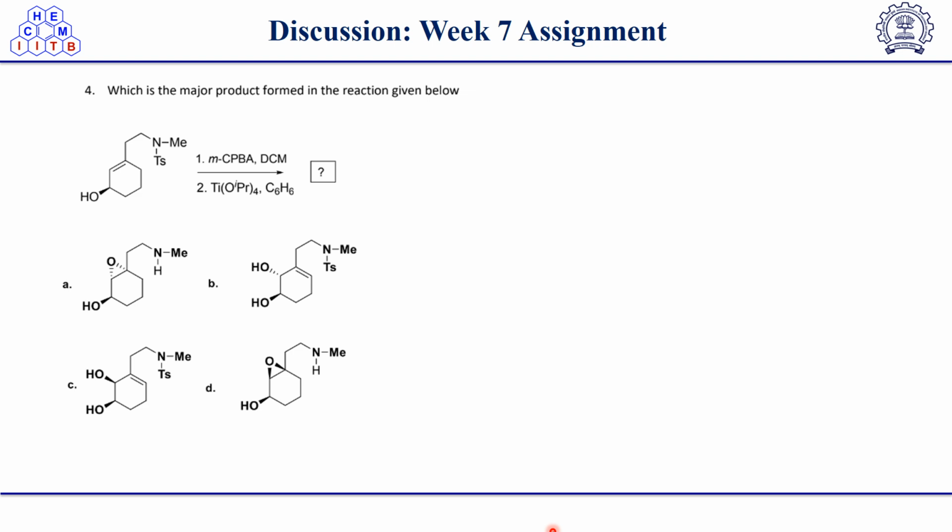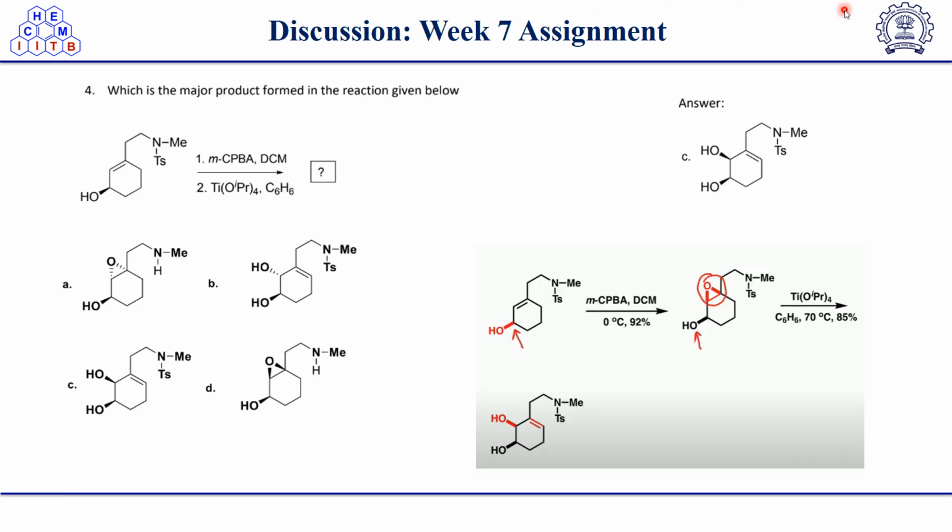So here, as we know, there is an alkene present. MCPBA will epoxidize this double bond. And since this alcohol is here, that alcohol will direct the epoxidation, so the epoxide will form on the same side as this hydroxyl group. So this epoxide, having the same stereochemistry as that of this hydroxyl group, will be formed in the first step.